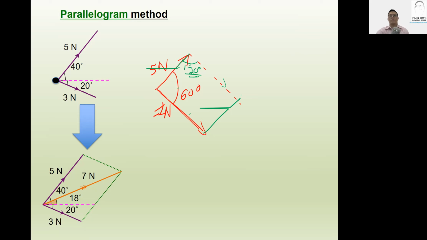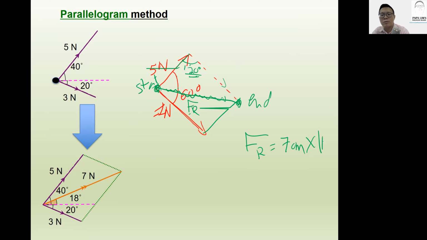Once I close it, make sure all the forces are labeled. This is my start, this is my end. Then I connect start to end using a ruler, and measure to get the resultant force. Remember to label FR. If I want to find FR, I just measure it. It can be, for example, 7 cm. Multiply by the scale, 1 cm is 1 Newton, so it becomes 8 Newton. This is what I mean by your parallelogram method.